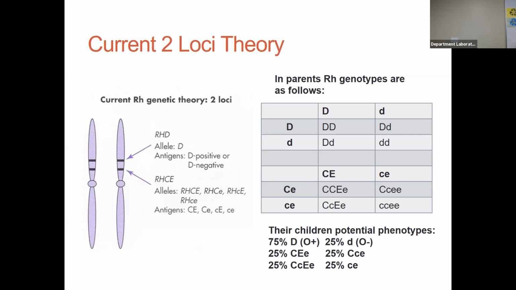Because you really have to think about it, there's really no little d antigen. Right. This just notates that one of the alleles is not expressing the D antigen, and that's how we notate it with the little d.